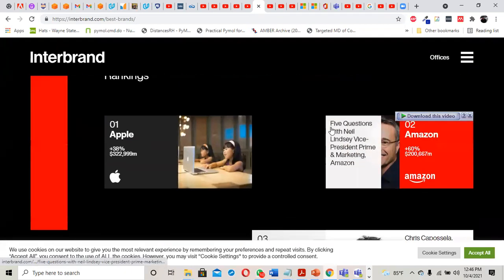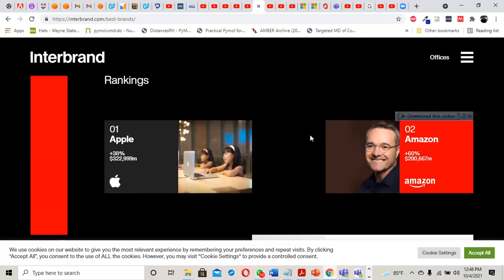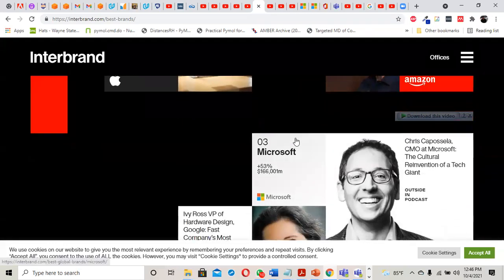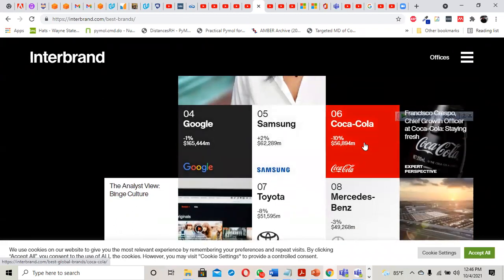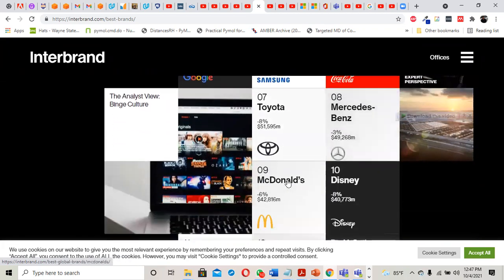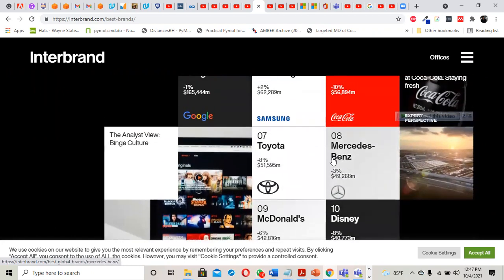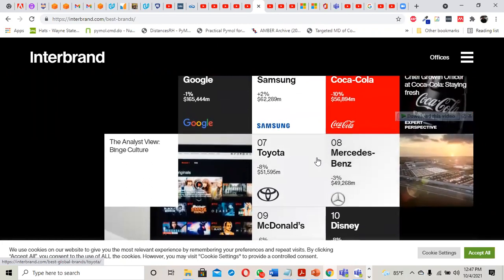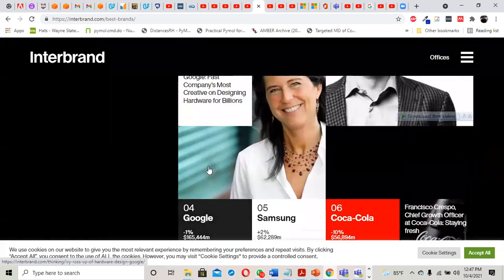So these are the best brands for 2020. Still Apple is at the front. Then Amazon, Microsoft. Number 4, Google, 5, Samsung, 6, Coca-Cola, and then 7, Toyota, 8, Mercedes-Benz, 9, McDonald's, and 10, Disney. Okay, so you can get an idea about the brand names and how much they are worth. So you see $165,444 million. That is what the Google brand name is worth.